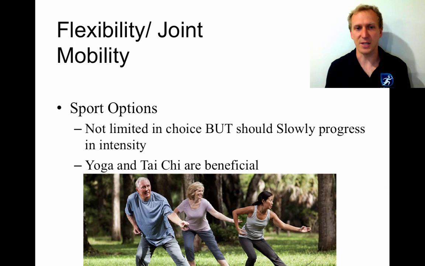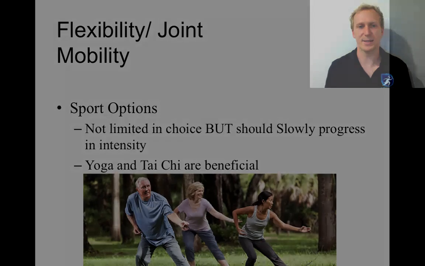So of course, it's no surprise to see yoga and Tai Chi down the bottom there as sport options that are quite beneficial for people with flexibility or joint mobility problems. But generally speaking, people who have poor flexibility or joint mobility aren't limited in their choice, but they should make sure they slowly progress in intensity. You don't want to start doing really high intensity movements, particularly if those movements also require a high level of flexibility. You're pretty much going to guarantee they'll get a muscle strain. So it's very important for them to slowly progress in intensity and in joint range of motion, so that they're slowly increasing their flexibility and not having it all dumped on them at once.